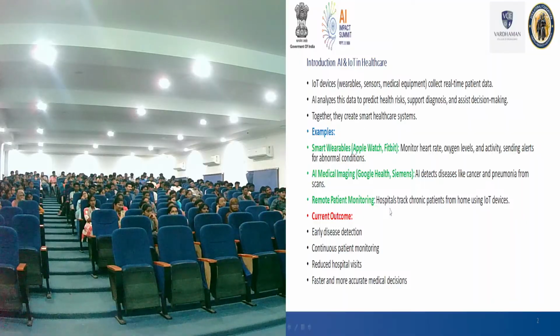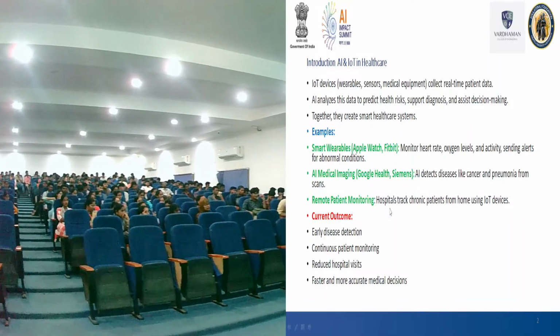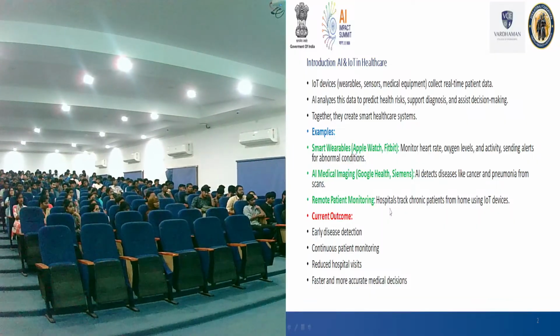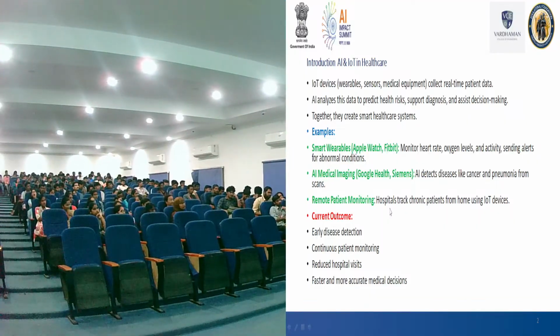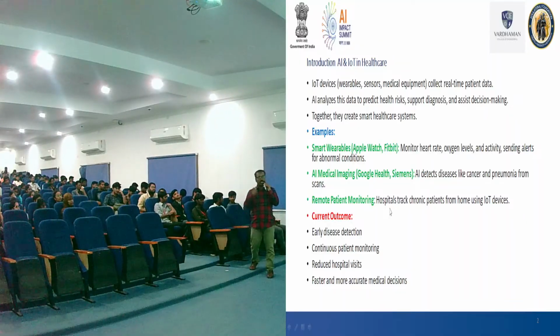Oxygen level. Okay. It will display the body temperature, humidity. Okay, a lot of things. So a lot of applications are included in wearable devices. So those devices collect real-time patient data.